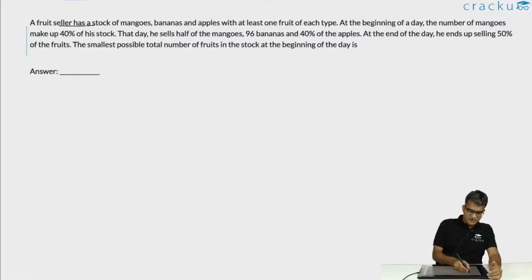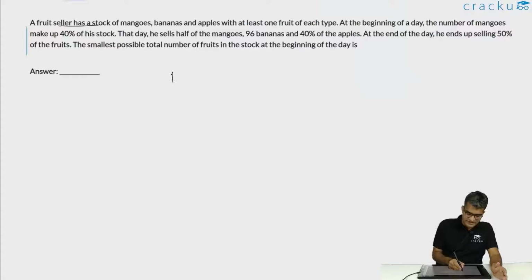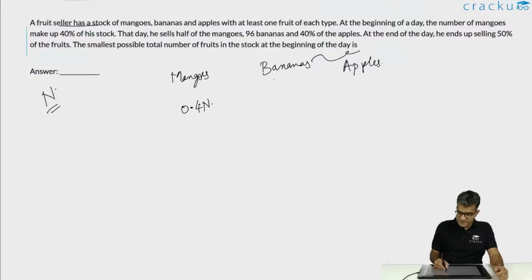In this question, we are told that there is a fruit seller who has a stock of mangoes, bananas and apples. So he has mangoes, he has bananas and he has apples. At the beginning of the day, the number of mangoes make up 40% of his stock. So if you assume that the total number of fruits with him is n, the number of mangoes is 0.4n. And this would imply that the total number of bananas plus apples will be 0.6n.